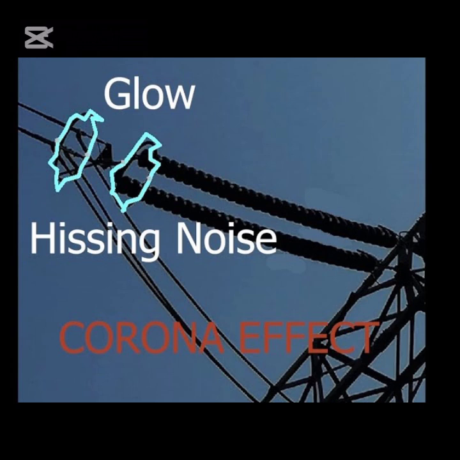3. Audible noise. Corona discharge can produce audible noise, which can be a nuisance. The hissing or crackling sounds generated by corona discharge can be heard near transmission lines, causing disturbance to nearby residents.